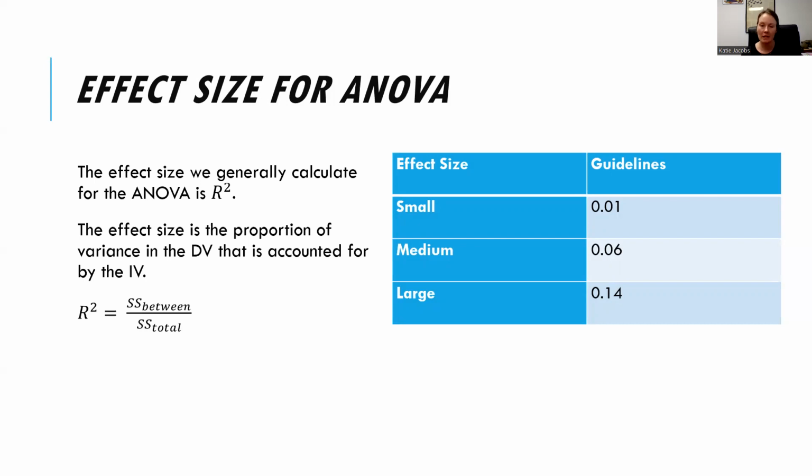Okay, so the way we calculate R squared is we take that SS between that we calculated earlier and divide it by the sum squares total that we also calculated earlier. And once that number gets to 0.01, we say that's a small effect size. If it gets to 0.06, we say that's a medium effect size. And if it gets to 0.14 or larger, we say it's a large effect size.